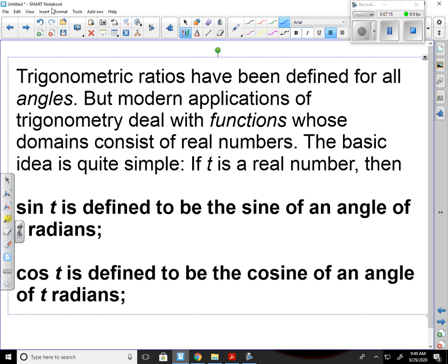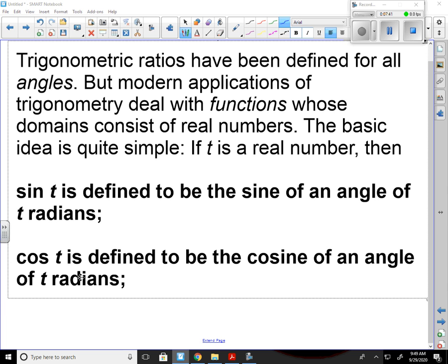If t is a real number, then the sine of t is defined to be the sine of an angle of t radians. So as soon as I see sine t, that tells me that I have an angle of t radians. This is why we're only working with radians now instead of degrees. Cosine t is defined to be the cosine of an angle of t radians. So as long as t is a real number, then we know that this is true.